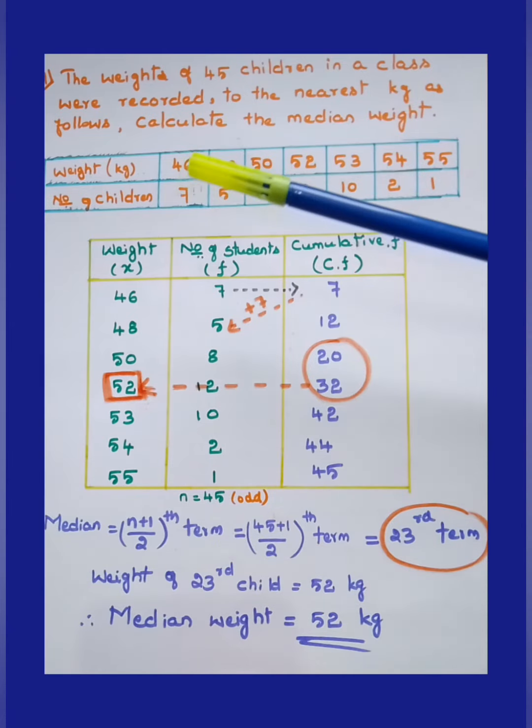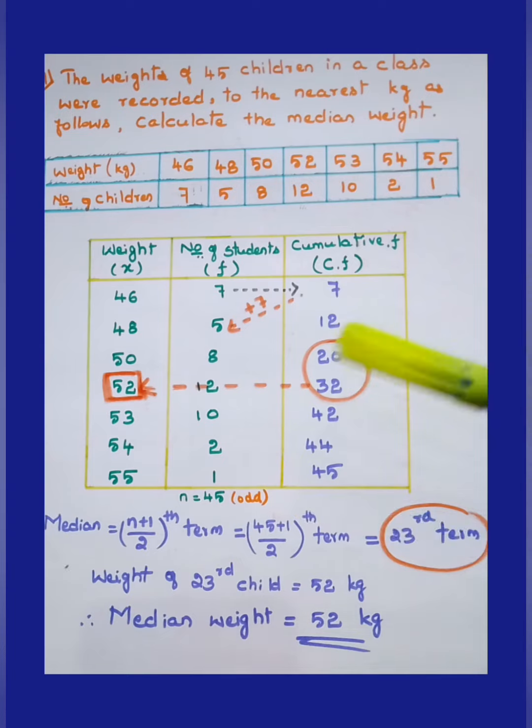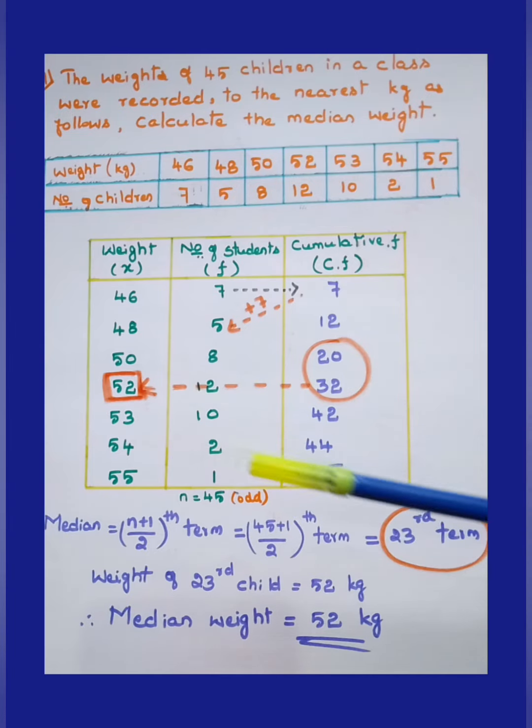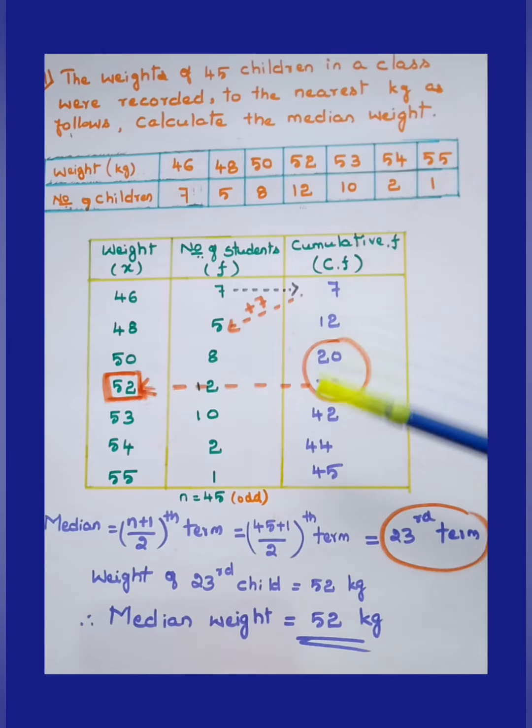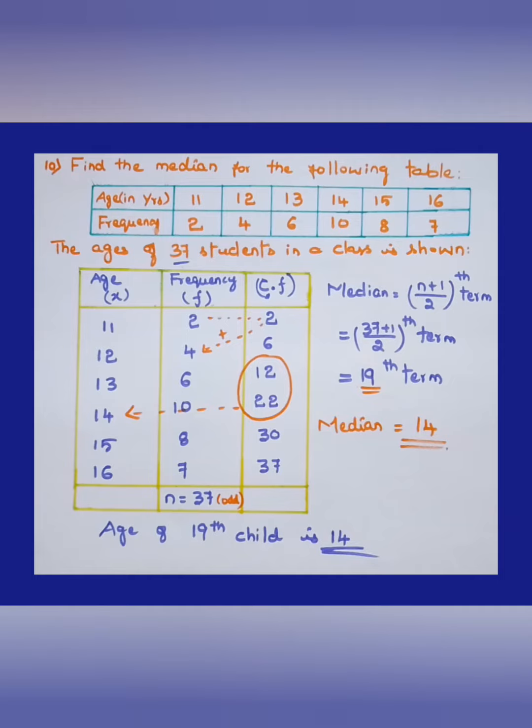You have to mention the units also if given. If not, just directly write 52 as the number. Easy. Be careful while finding the cumulative frequency. That's all. Let us now quickly check out one more sum to find the median of the given numbers.